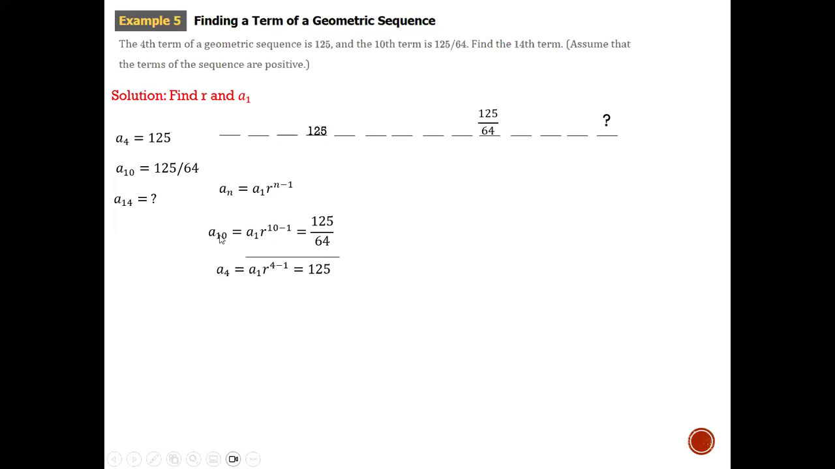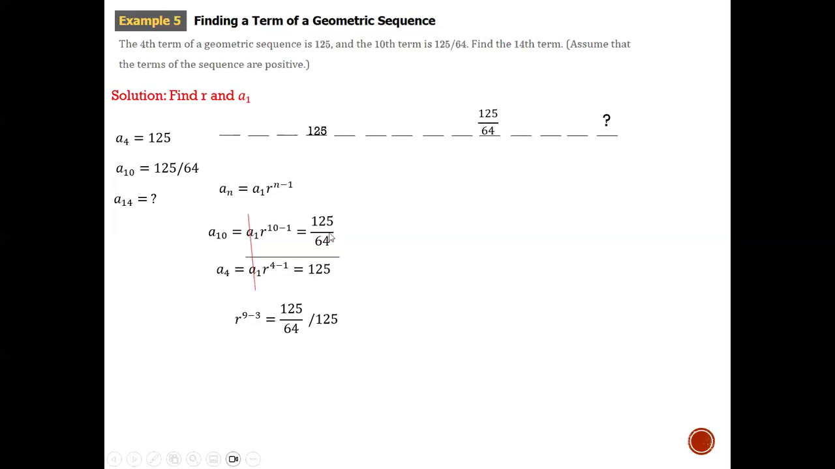So we divide what we get when we plug in the 10 into the formula by what we get when we plug in the 4 into the formula. The a sub 1's cancel. r to the 10 minus 1, 10 minus 1 is 9, divided by r to the 4 minus 1, 4 minus 1 is 3. So r to the 9th divided by r to the 3rd. If you recall, to divide powers, we subtract them. So we're going to get r to the 9 minus 3, which is r to the 6.